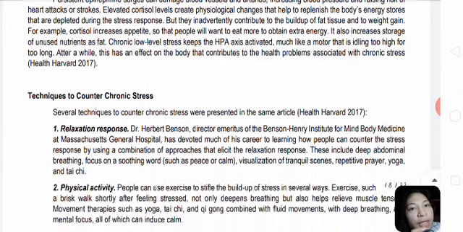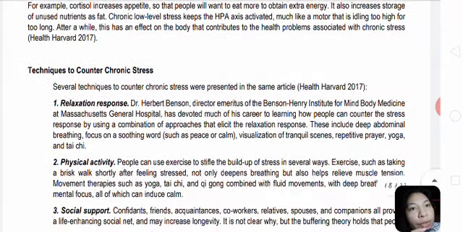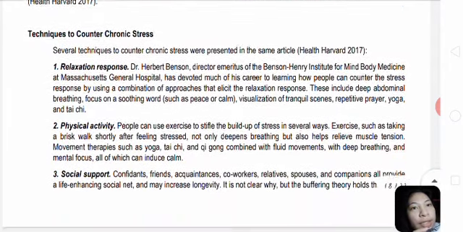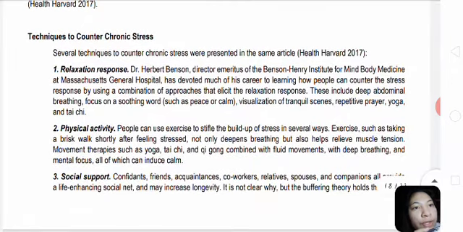Techniques to counter chronic stress. Several techniques to counter chronic stress were presented in the same article, Harvard Health, 2017.